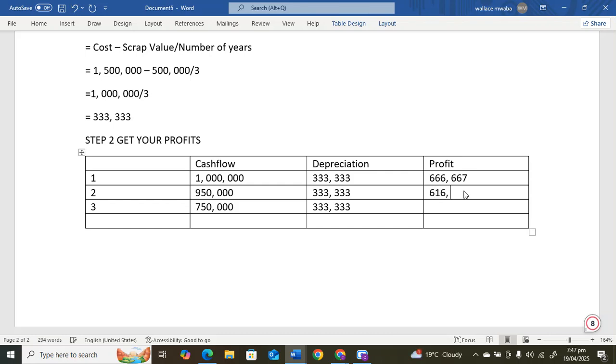616,667. Okay, then 750,000 minus 333,333.